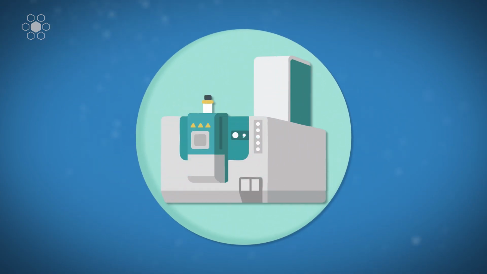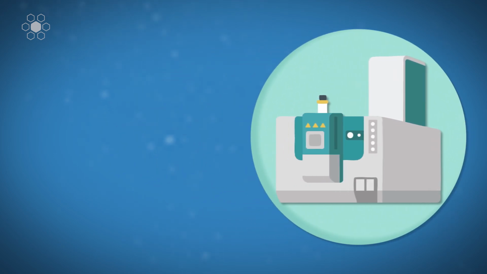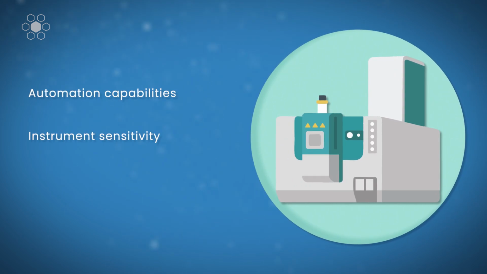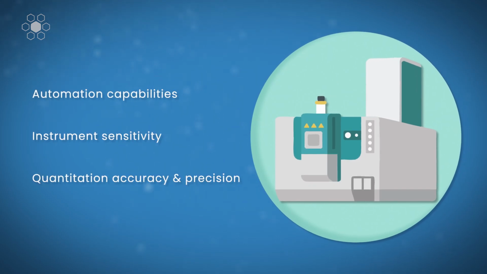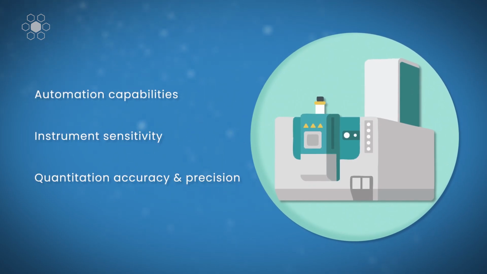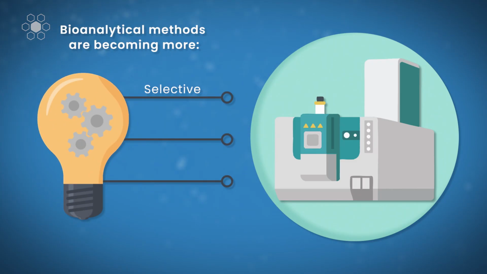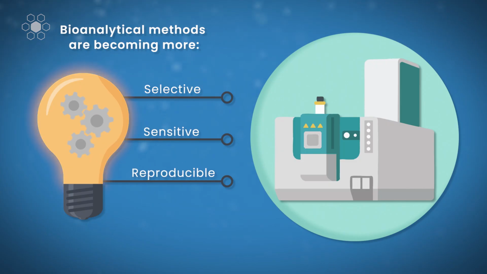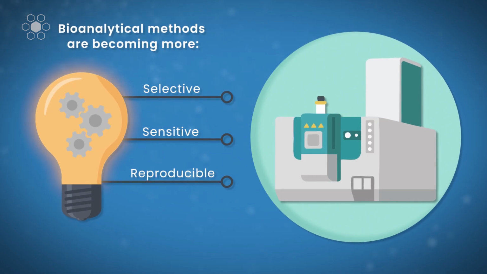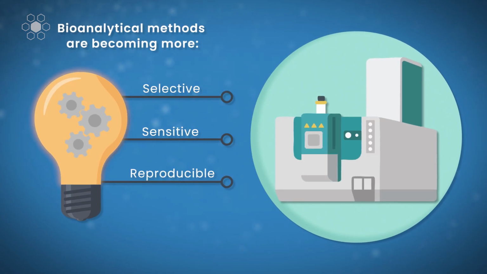High-resolution mass spectrometry has experienced significant advancements in automation capabilities, instrument sensitivity, as well as quantitation accuracy and precision since its clinical introduction. Recent technological breakthroughs have transformed bioanalytical methods by making them more selective, sensitive, and reproducible for standard small molecule bioanalytical applications when triple-quad mass spectrometers fail to provide sufficient selectivity.